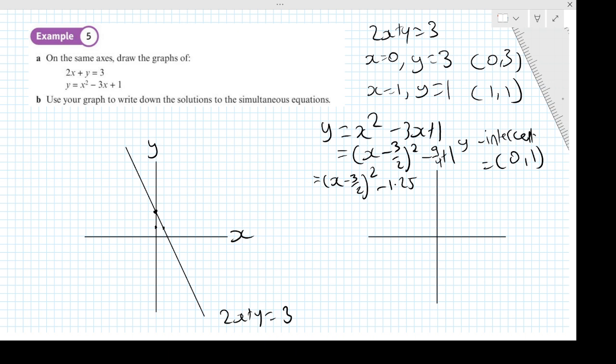So therefore the turning point would be when, for the x value, the bracket has to be 0, so x has to be 1.5, which is 3 over 2, to get the bracket 0, and then minus 1.25. If we read that off the graph, 1.25 is there, so minus 1.25 would be about there. So that would be where the turning point would have to be, right? Okay.